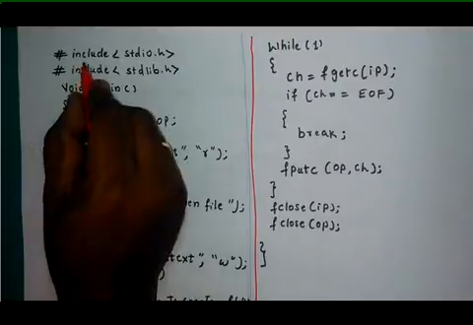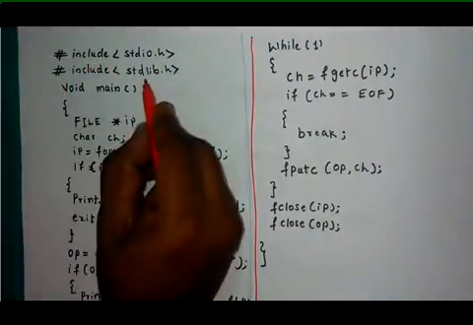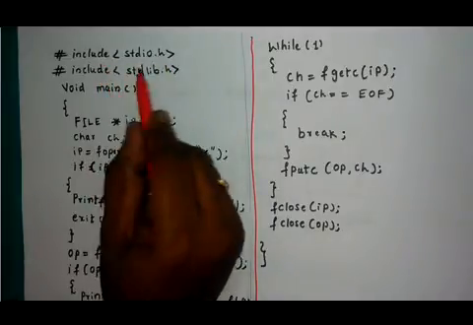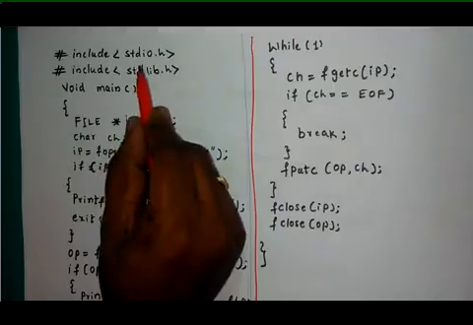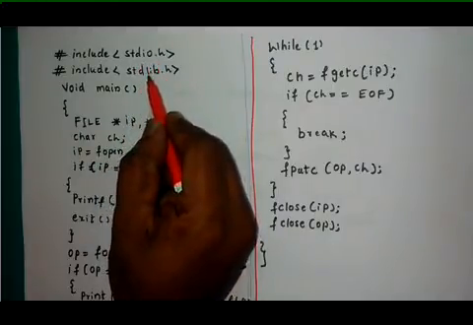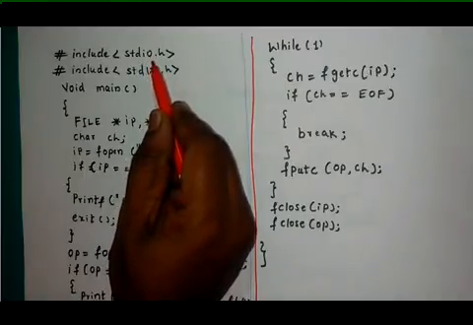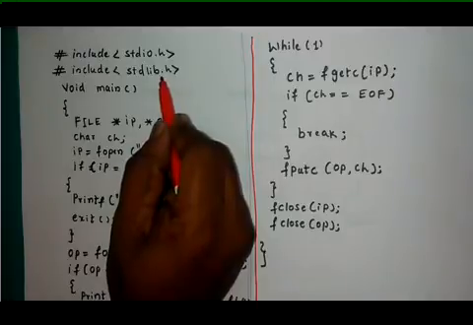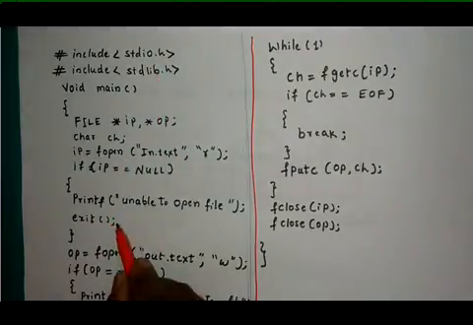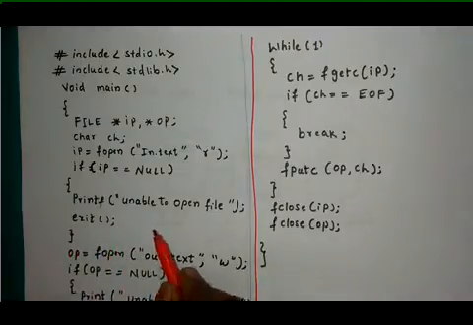What are the concepts which we have spoken? All those concepts need to be integrated into a simple program of this sort. After the header file declaration, let's start with void main, and now declare two pointers called IP and OP. I'll declare two pointers, FILE asterisk IP and asterisk OP. So I stated IP is going to point to in.txt and OP is going to point to out.txt.